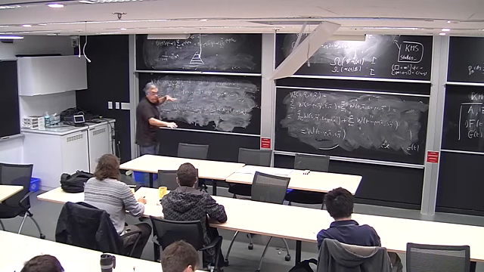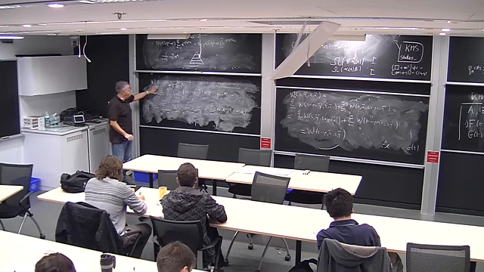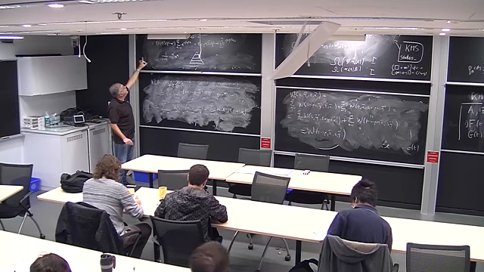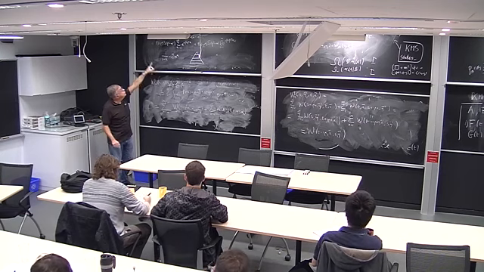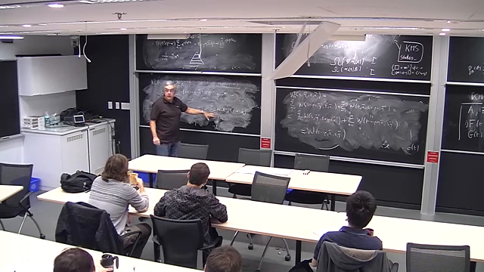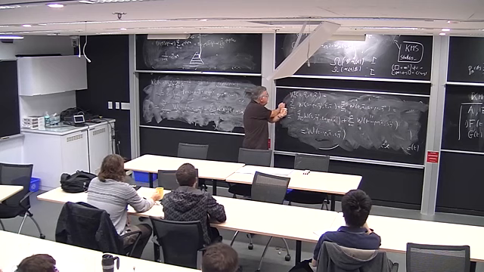You can verify. I will send you the notes as usual, so you can verify all the steps. So the point is that we can now write that two-point function as the sum of two infinite series. Okay. So let's now compute the permuted one.